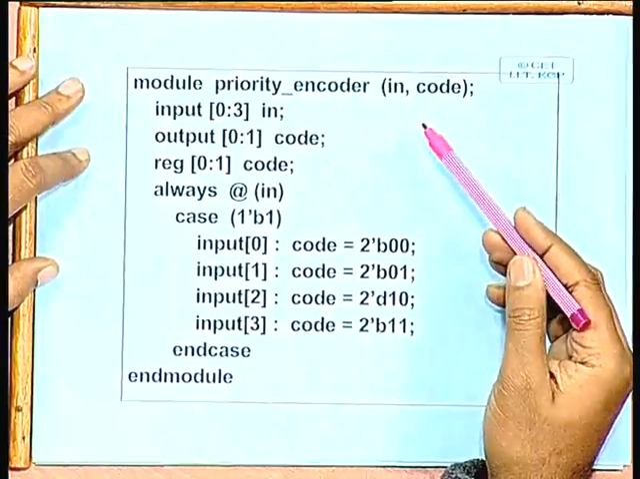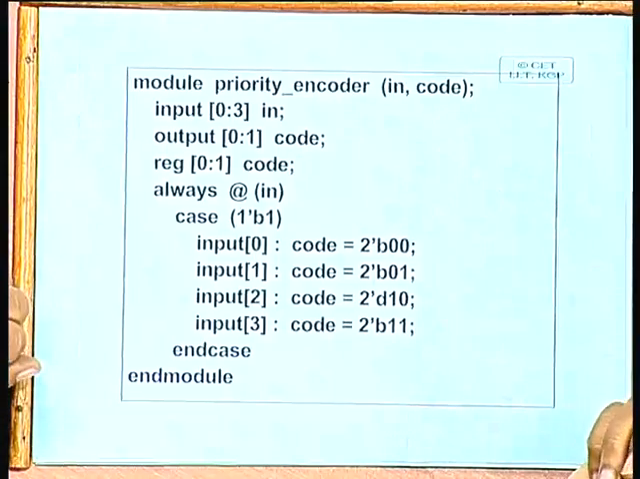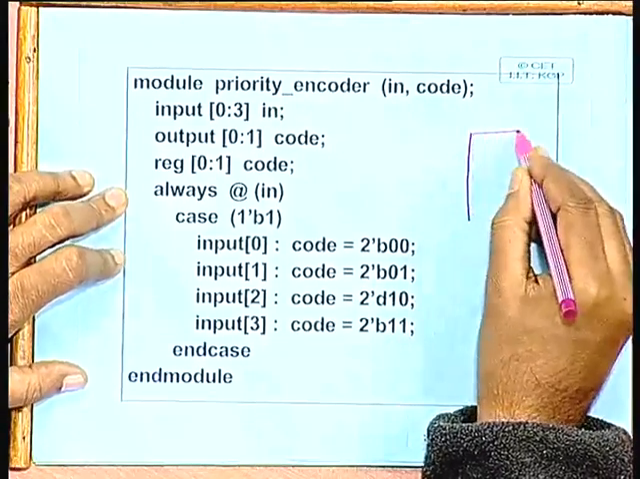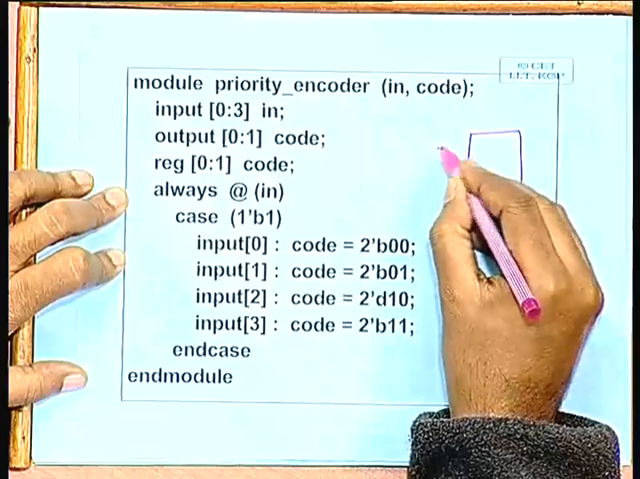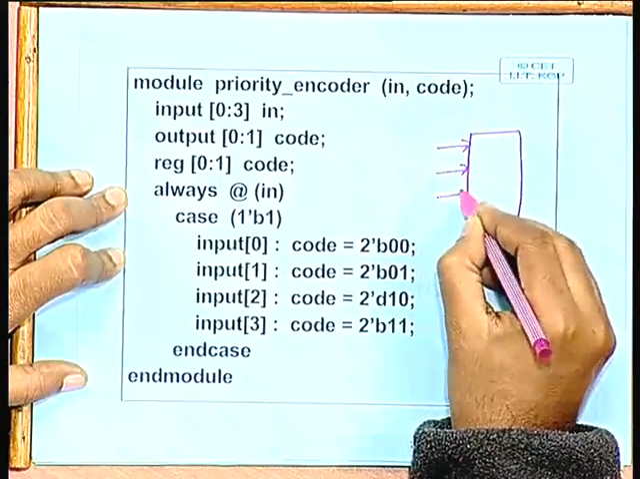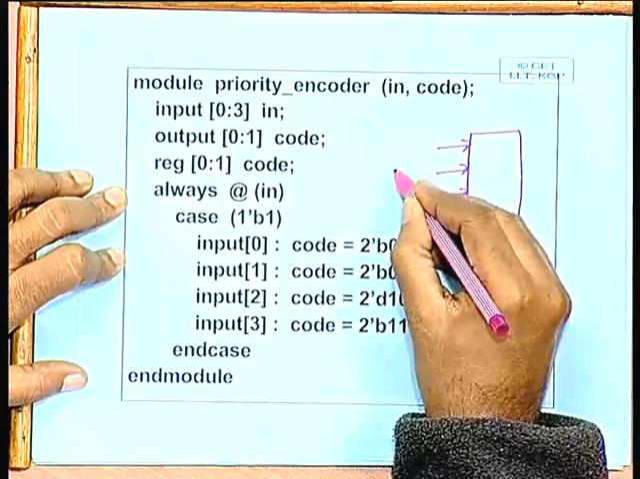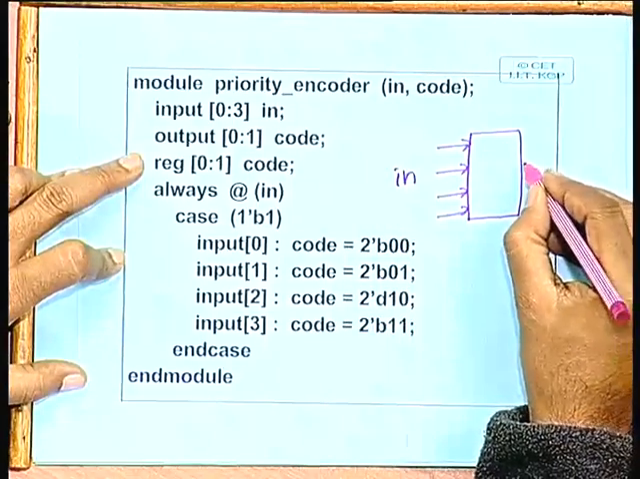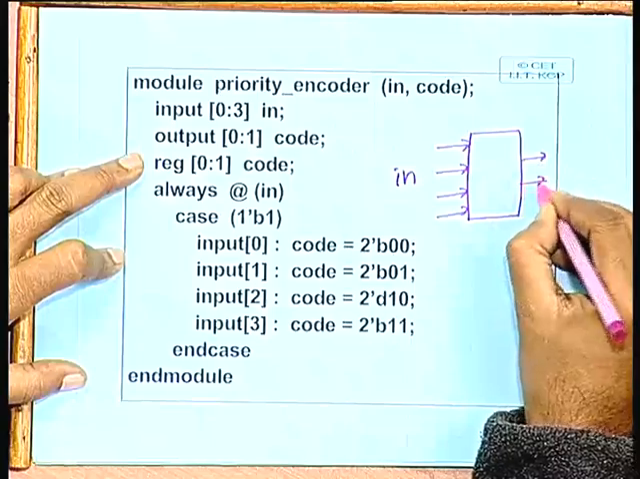So let us show another combinational logic example. This is an example of a priority encoder. Here we have 4 inputs, this is in. We have 2 outputs. This is your code.